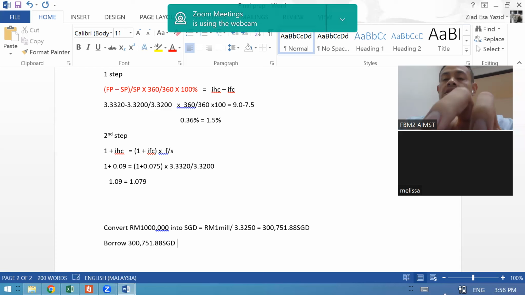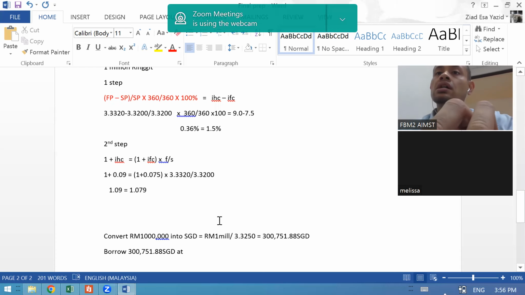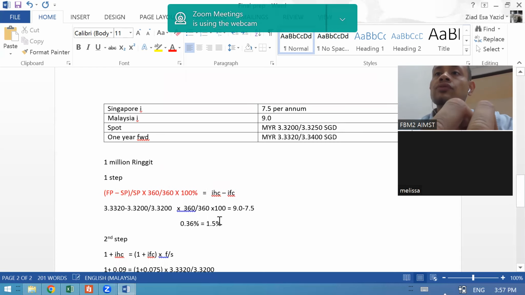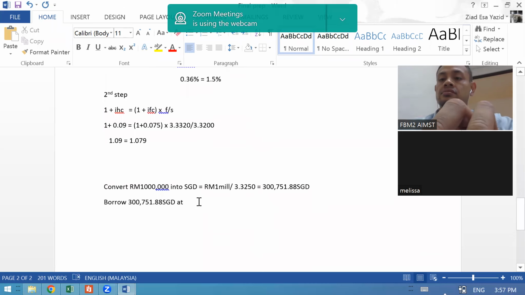Okay, at 7.5 per annum. Sorry, 10.5 per annum. Okay, so you borrow at 7.5 per annum. Okay, so this one is the amount that you borrow.